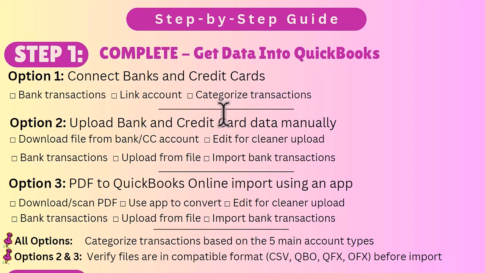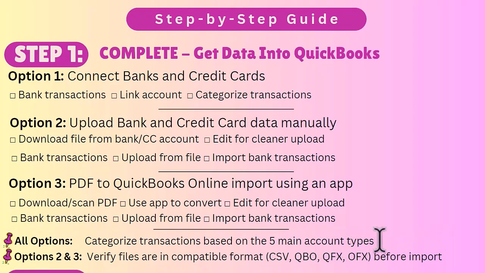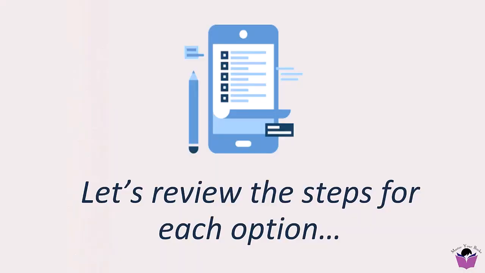What's really important to note is that all of these options need you to categorize your transactions based on the 5 main account types, which are assets, liabilities, equity, income, and expenses. And for option 2 and 3, you're going to want to verify that the files are in a compatible format to upload into QuickBooks Online. And that's your step number 1. Let's review each step one by one.